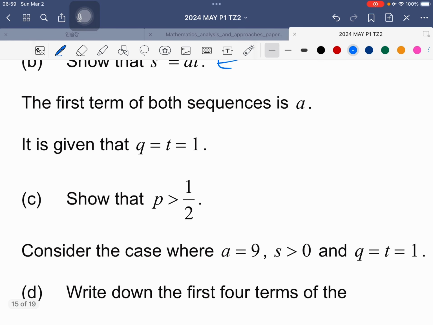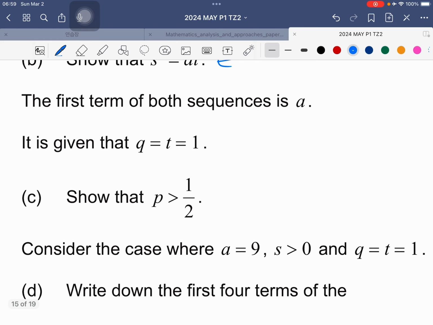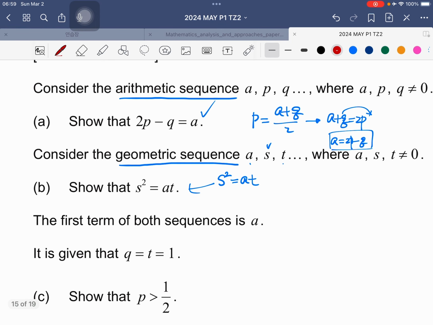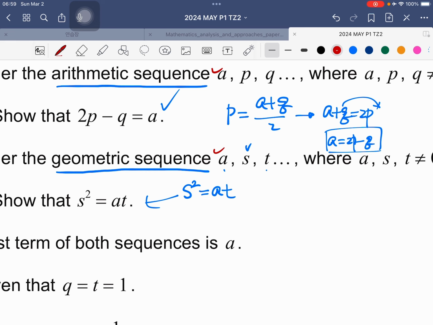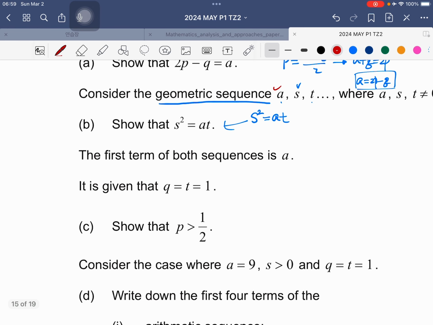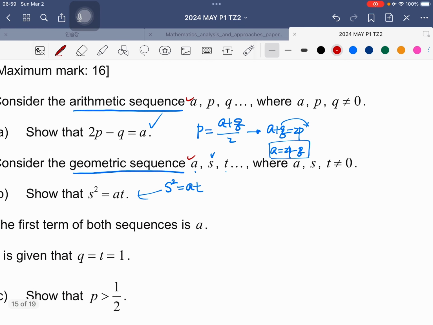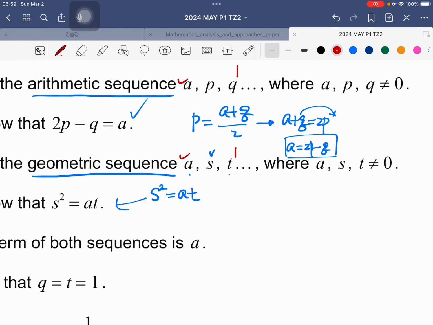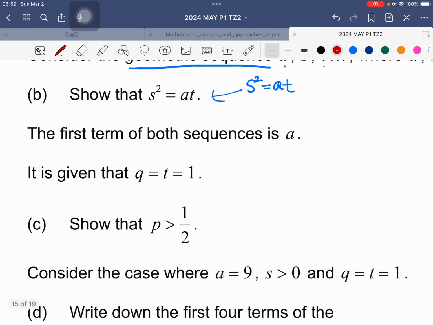The first term in both sequences is A. Both the arithmetic sequence and the geometric sequence have first term A. Okay, got it. It is given that Q and T equal 1, which means Q is 1 over here and T is 1 over here. So show that P is greater than 1/2.